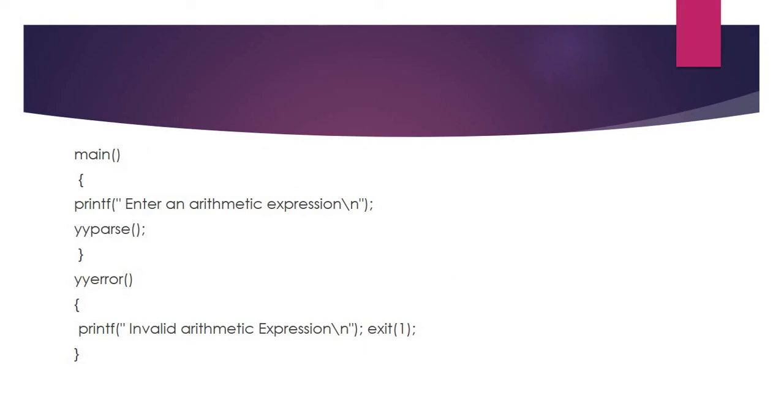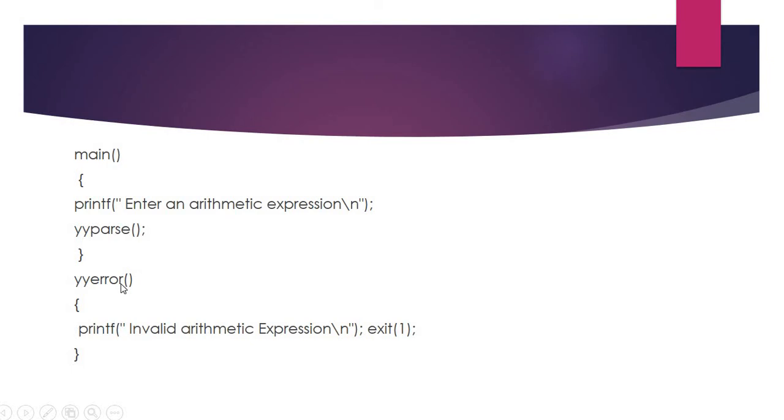So for the Yacc program, we have to write the user subroutine part. Here we will prompt the user to enter the arithmetic expression, then call yyparse. Whenever we give this Yacc program to the Yacc tool, it will generate the equivalent C program. To call the C routine that the Yacc tool has generated, we have to call the yyparse function here. So that's all regarding the main subroutine.